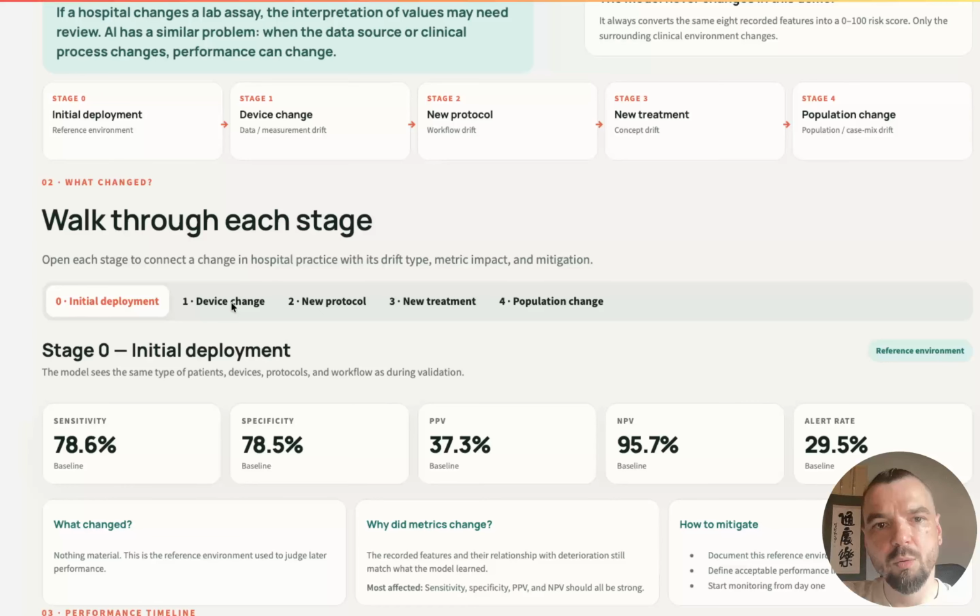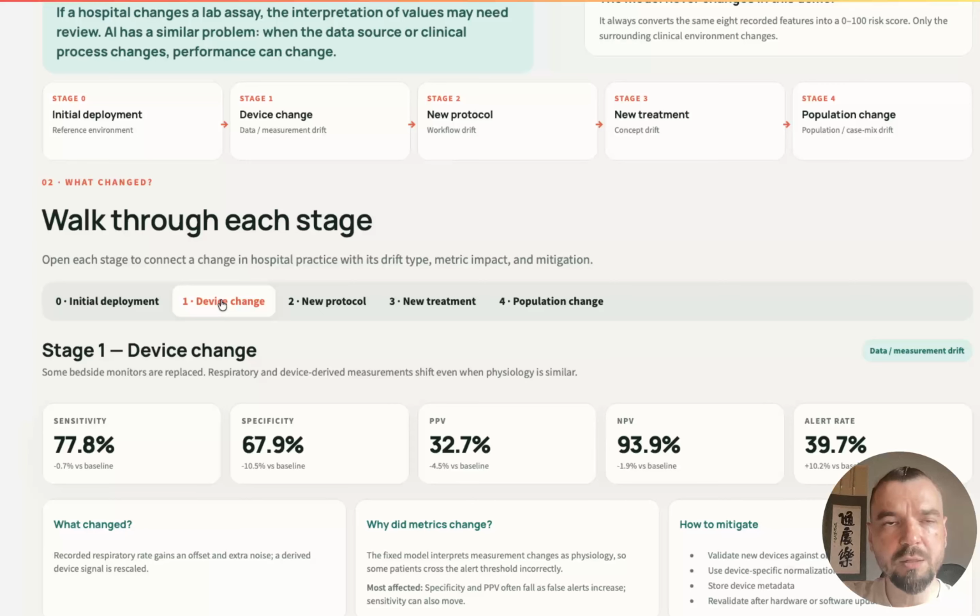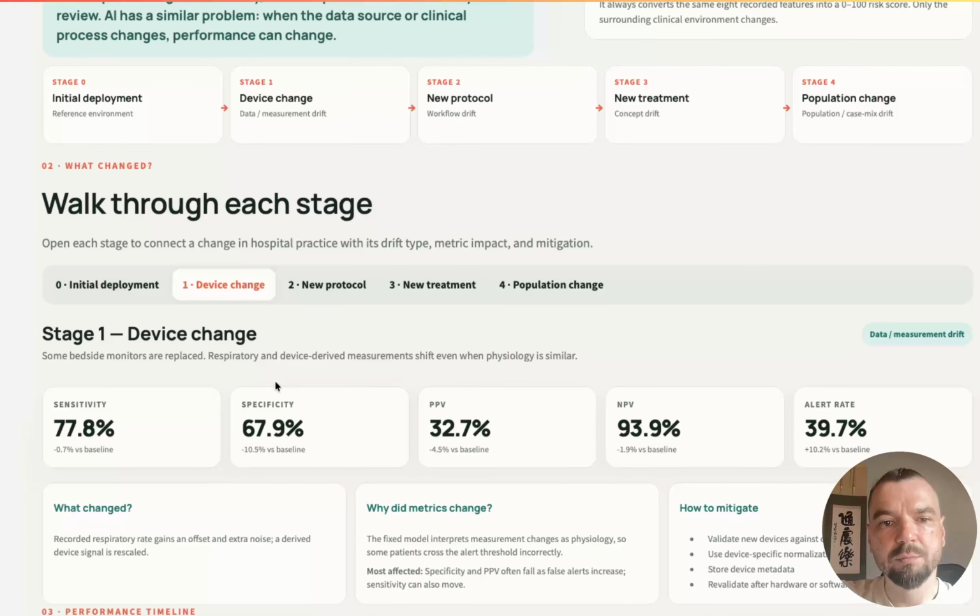But then we changed a device. For example, it became a slightly different device that provides one of the metrics as an input to the model. I don't know, an SpO2 sensor or blood gas analysis or something else. Specificity can reduce for some reason, for example because measurement became more accurate and the model provides alarms more often.